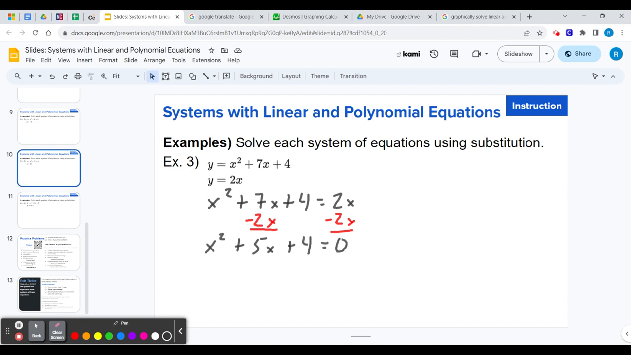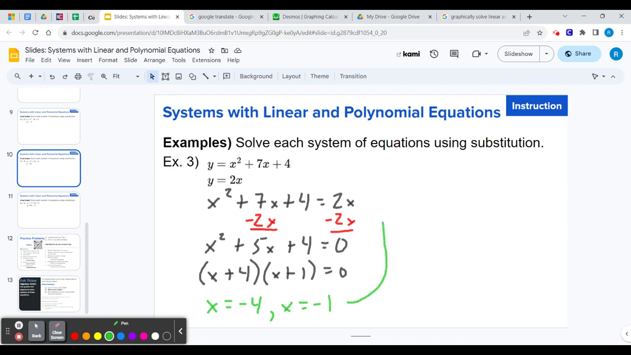And so now that I'm set to 0 on one side of my equation, I can factor. In this case, we'll have 4 and 1. So x plus 4 times x plus 1 equals 0. And that'll give us zeros or solutions at x equals negative 4 and x equals negative 1.